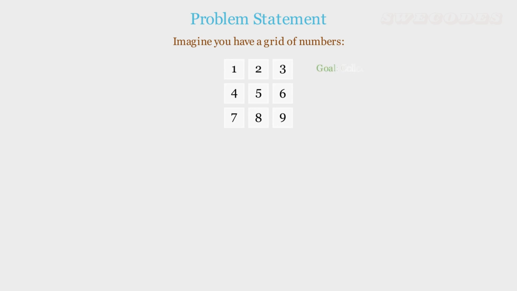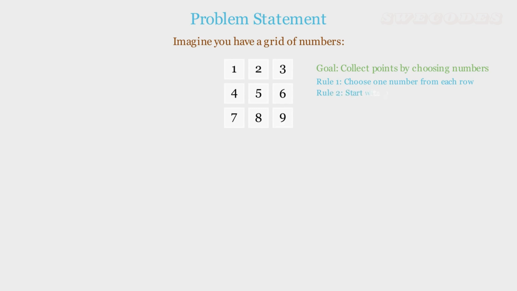Let's dive into a classic problem: maximizing points in a grid. This is a common type of challenge that tests both logic and strategy. Imagine you have a grid of numbers. Each number represents potential points you can collect. Here's an example grid with values ranging from 1 to 9. Your task is to navigate this grid wisely. The goal is simple: collect as many points as possible.